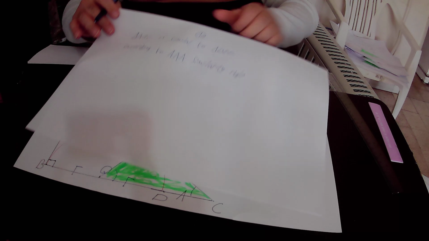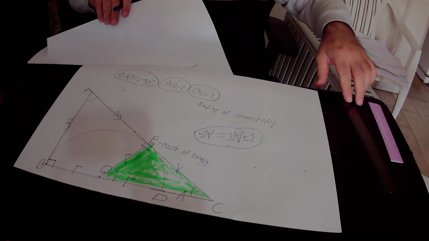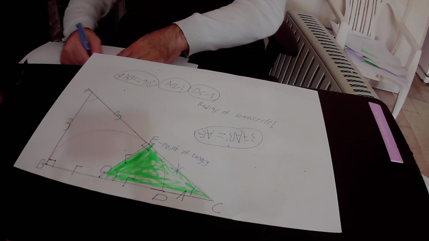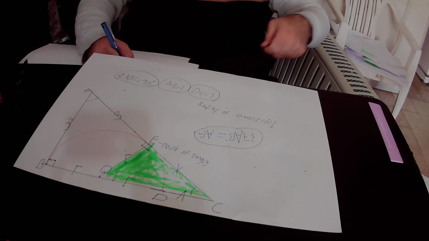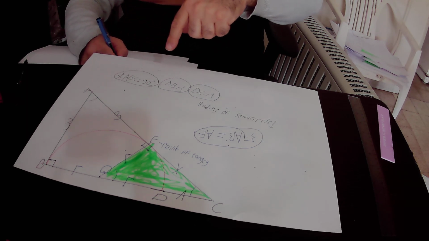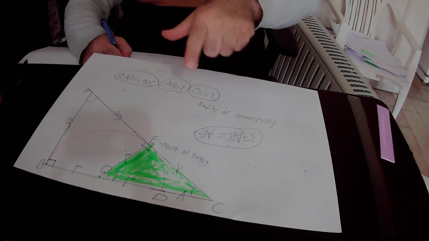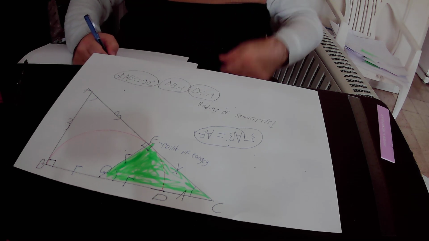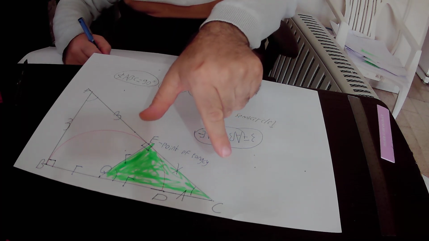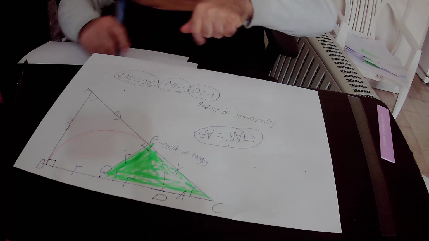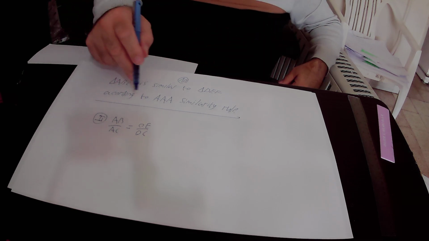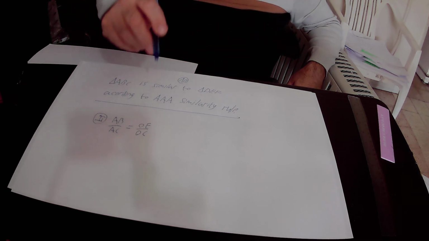Okay, so from the fact that triangle ABC is similar to the green triangle, we will conclude that AB over AC in triangle ABC equals OE over OC in triangle OEC, the green triangle. I'll repeat again. We will conclude that AB over AC, in triangle ABC, equals OE over OC in triangle OEC.